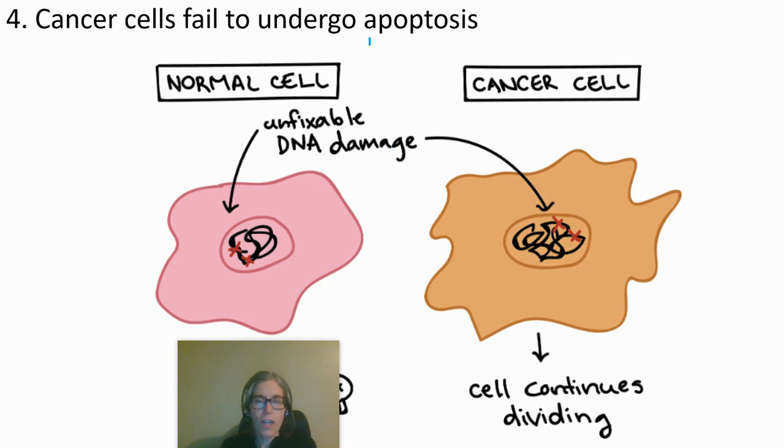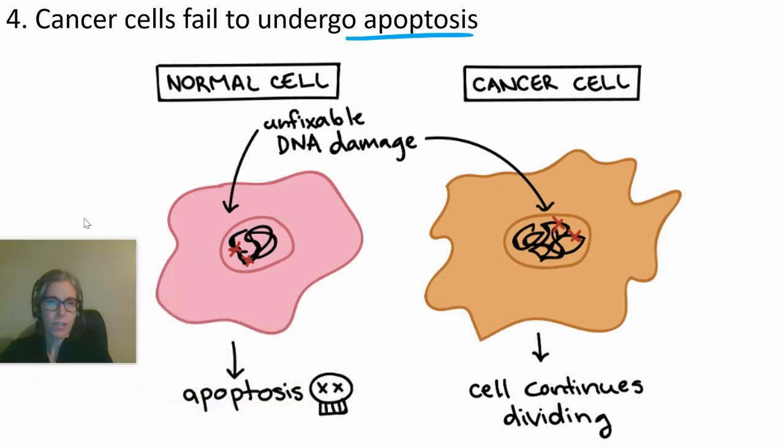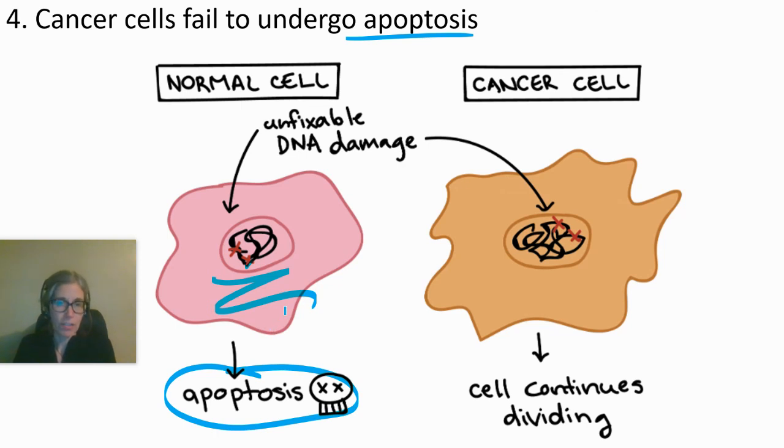Okay, cancer cells also fail to undergo apoptosis. So a normal cell, when it gets a bunch of DNA damage, will say, ooh, I have all this damage, I should die. That will save the rest of the body. A cancer cell, though, doesn't do that. Even though it has mutations, it just keeps on dividing.